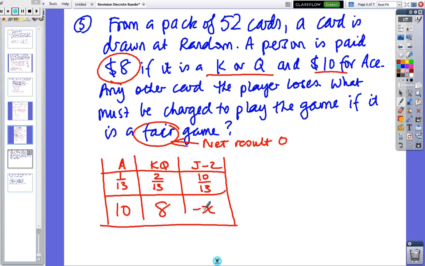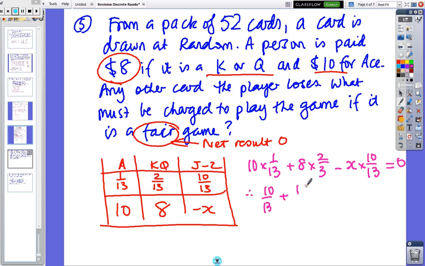Now, if it's a fair game, the result is going to be 0. So for a fair game, we've got 10 times 1/13 plus 8 times 2/13 minus x times 10/13 equals 0. So let's just do it. So 10 over 13 plus, well, that should be 16 over 13, sorry, minus 10x over 13 equals 0.